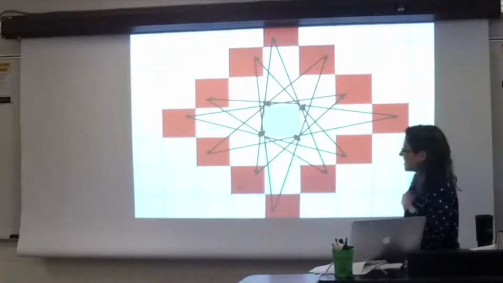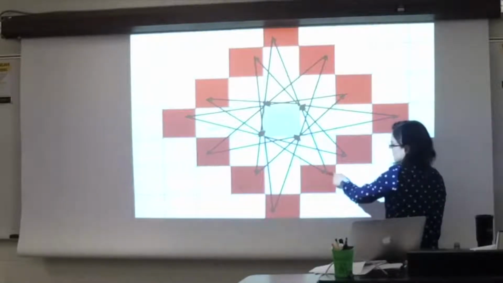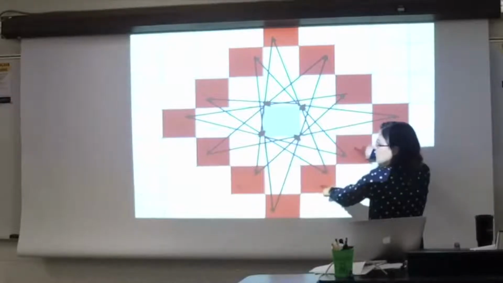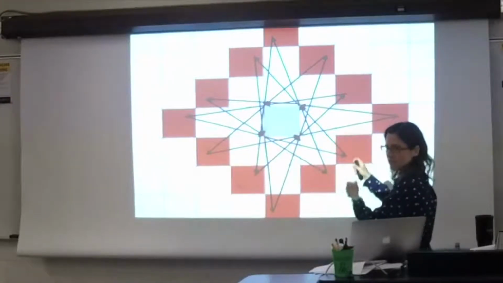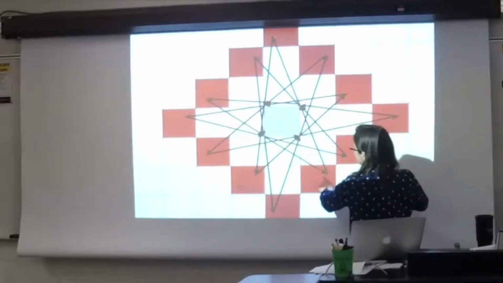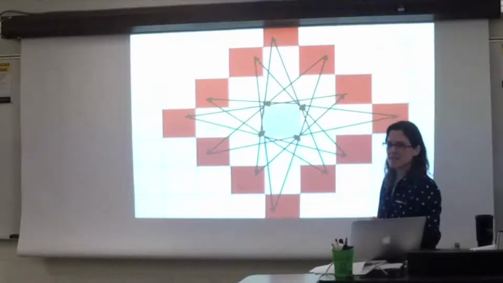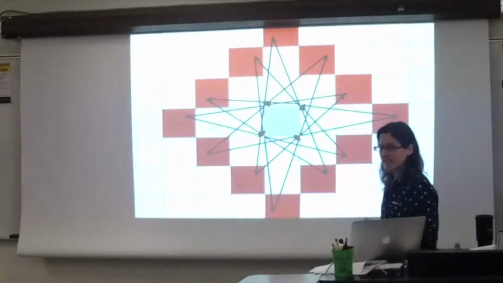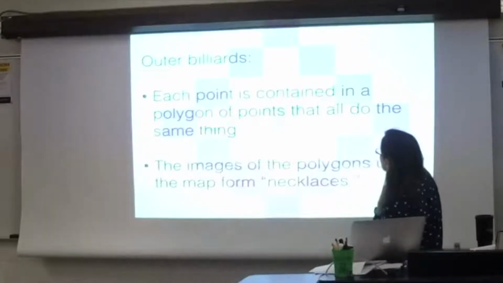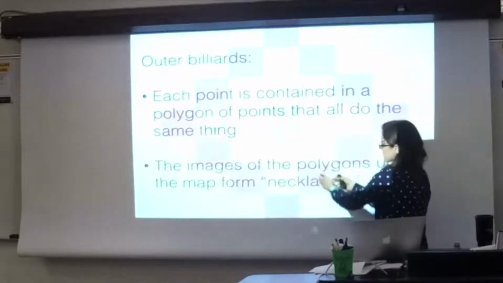Okay, and so it actually turns out, I started here, but if I moved my point a little bit, all of these points would move, but sort of symmetrically. So all of them would move in the same way. It turns out that everything in the square does the same thing, and you can just move around in it. So you can dissect the thing. Each point is contained in a polygon of points that all do the same thing. In this case, they're squares.